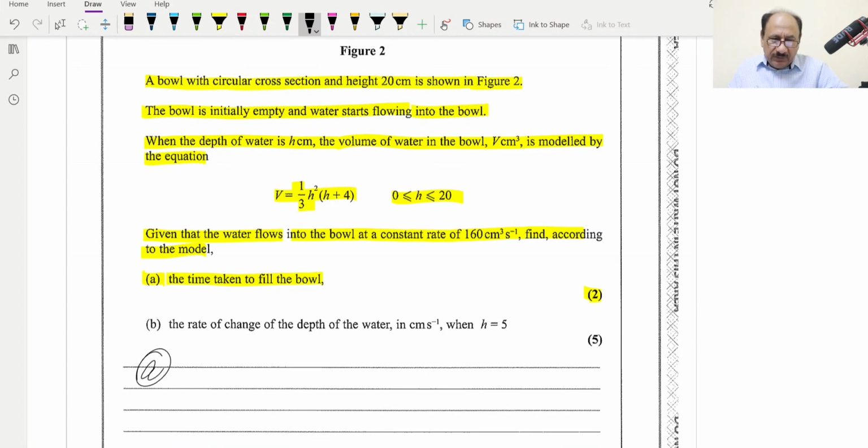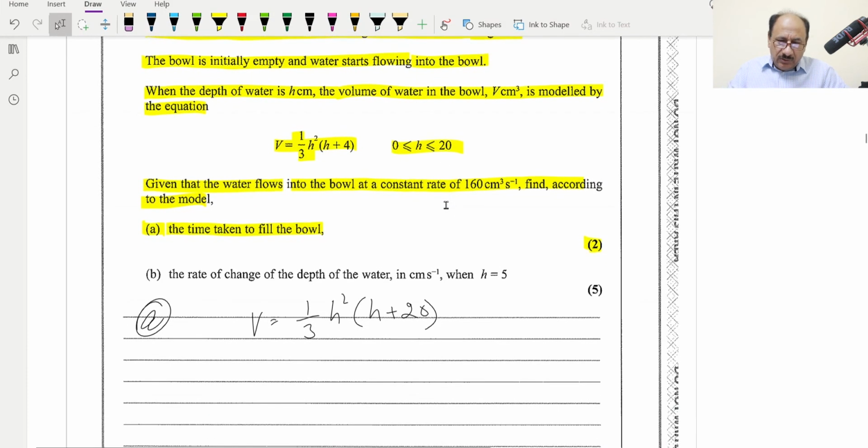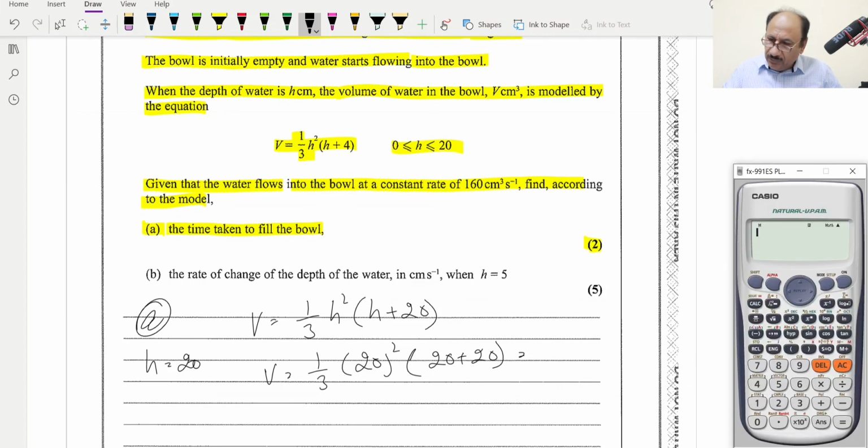We can take the volume equation. V is equal to 1 by 3 h squared into h plus 20, and to fill the bowl the height should be 20, so we replace h here with 20. V will be equal to 1 by 3 into 20 squared into 20 plus 20, and this will be 1 over 3 into 20 squared multiplied by 40.